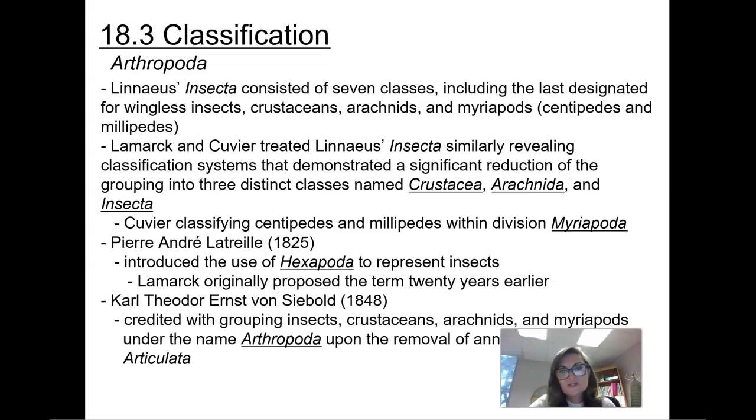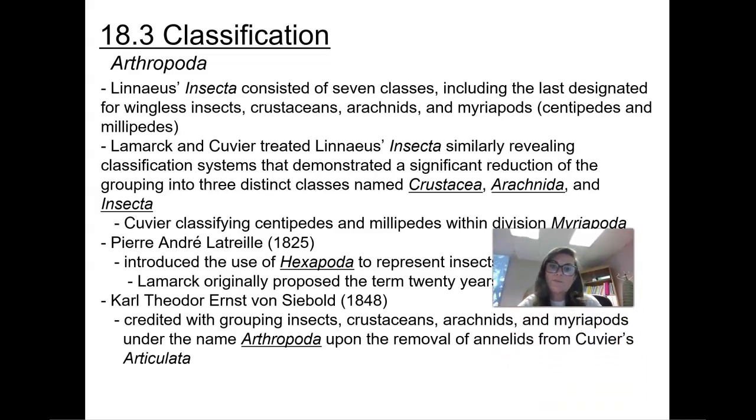Cuvier's classification of centipedes and millipedes is within the division Myriapoda. And Pierre Latreille in 1825 is going to introduce the use of Hexapoda. That's going to represent insects. Lamarck originally proposed the term 20 years earlier, so he just brings that term back. Ernst von Siebold in 1848 is going to be credited with grouping insects, crustaceans, arachnids, and the myriapods under the name Arthropoda upon removal of the annelids from Cuvier's Articulata.